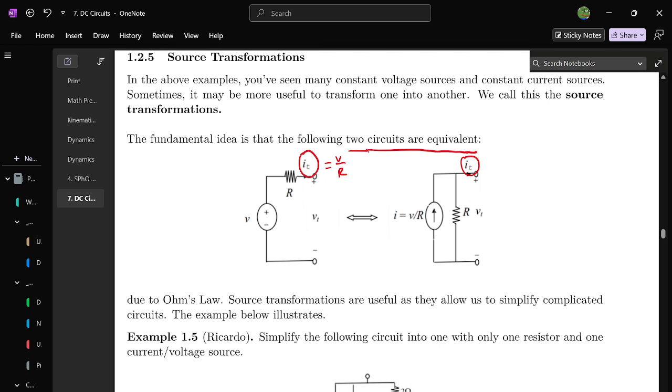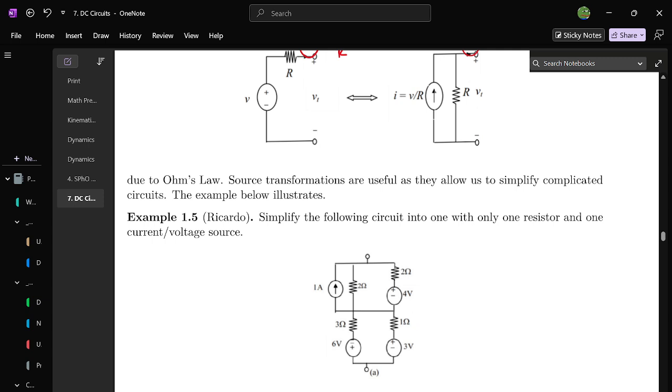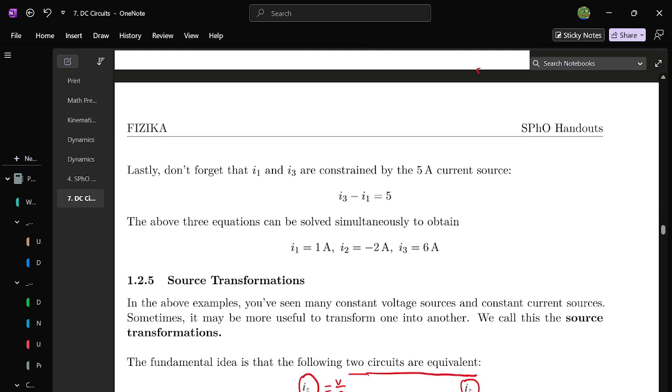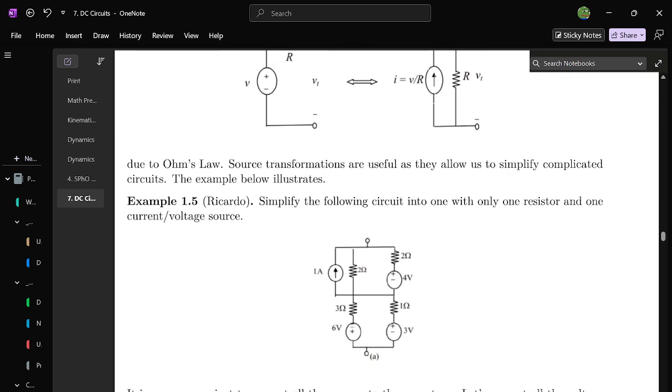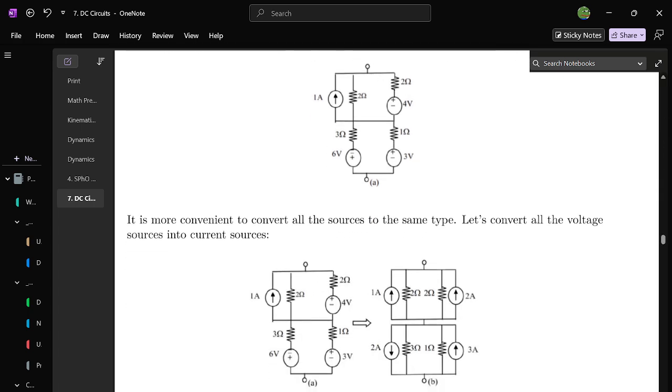Now, why is this important? Because sometimes it's easier to visualize or simplify circuits when they are in one form. For example, here you have a random circuit that's quite complicated. And if you just try to do things normally without knowing any source transformations, then it gets kind of hard, right? Because how are you going to visualize where the current and everything goes? But now that you have source transformations, what you can do is first you transform everything into one type of source. So for instance, here we do everything into current sources.